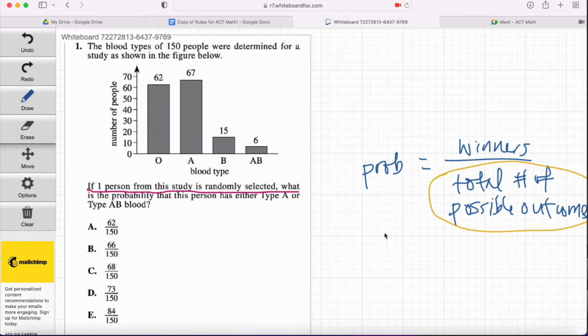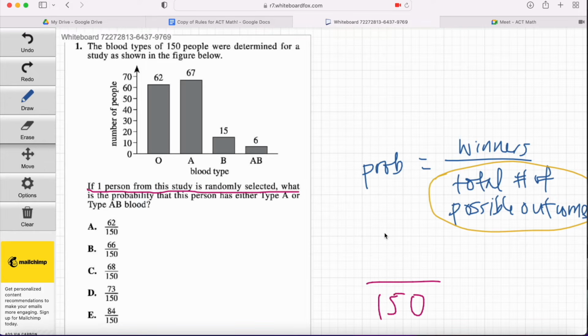Well, how many people are in the study? 150. Oh my gosh. 150, right? Yeah, that's our denominator, right? That's our total number of possible outcomes. Does that make sense? Okay. Yes, it does. I had it cut off, so I wasn't even reading that. Gotcha. Okay. All right, so there's our denominator.